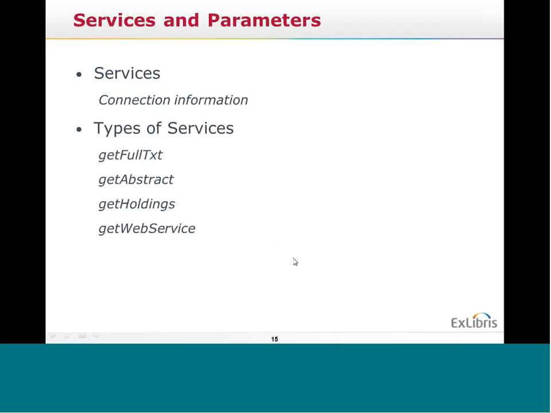While there are 24 different types of services, the most frequently used are listed here. So get full text, where the user can access full text. Get abstract, where the user would access an abstract. Get holdings, to see your library holdings. And then get web service. Web services can include, for example, a document delivery service, interlibrary loan form, or perhaps a link to your Ask a Librarian service.